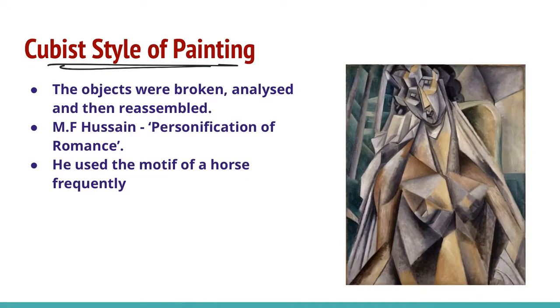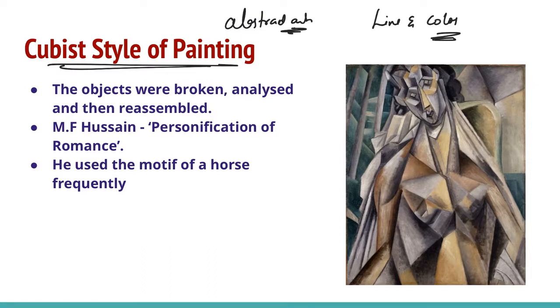Cubist style of painting. The cubist movement of painting was inspired by the European cubist movement. Under this style, the objects were broken, analyzed, and then reassembled. The artist reconstructed this process on canvas through the use of abstract art forms, and they tried to achieve the perfect balance between line and color.